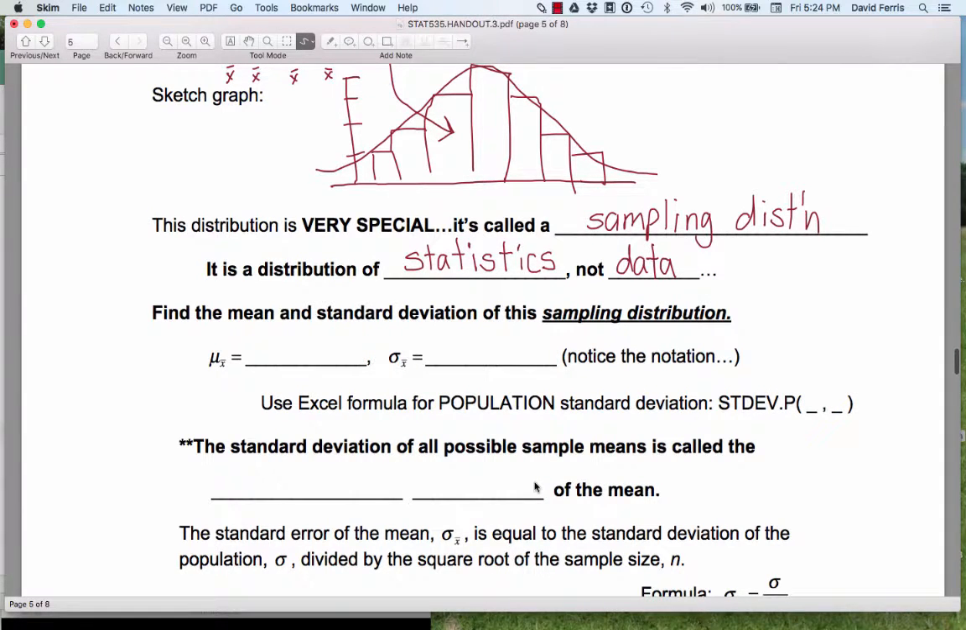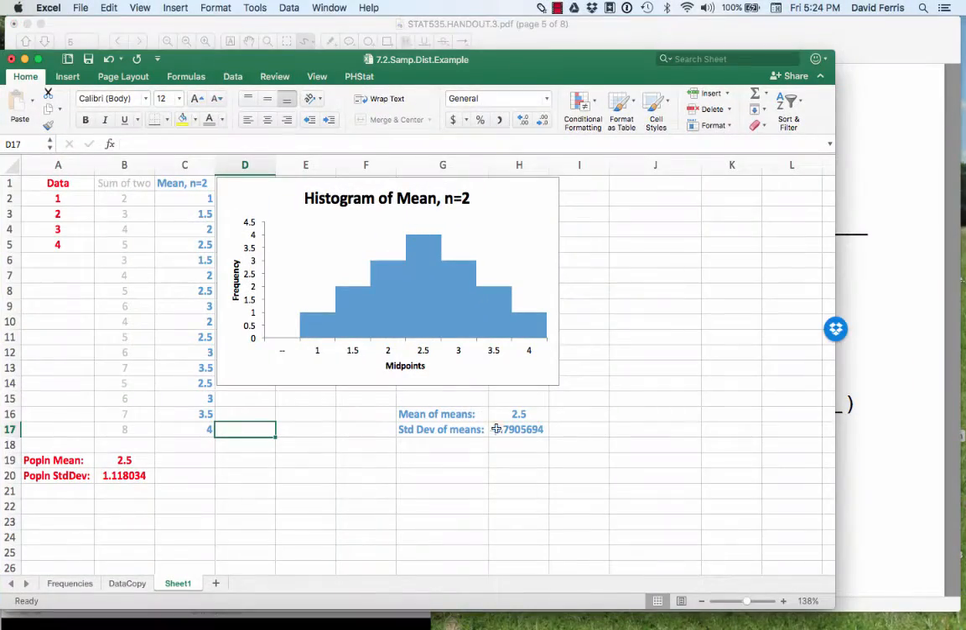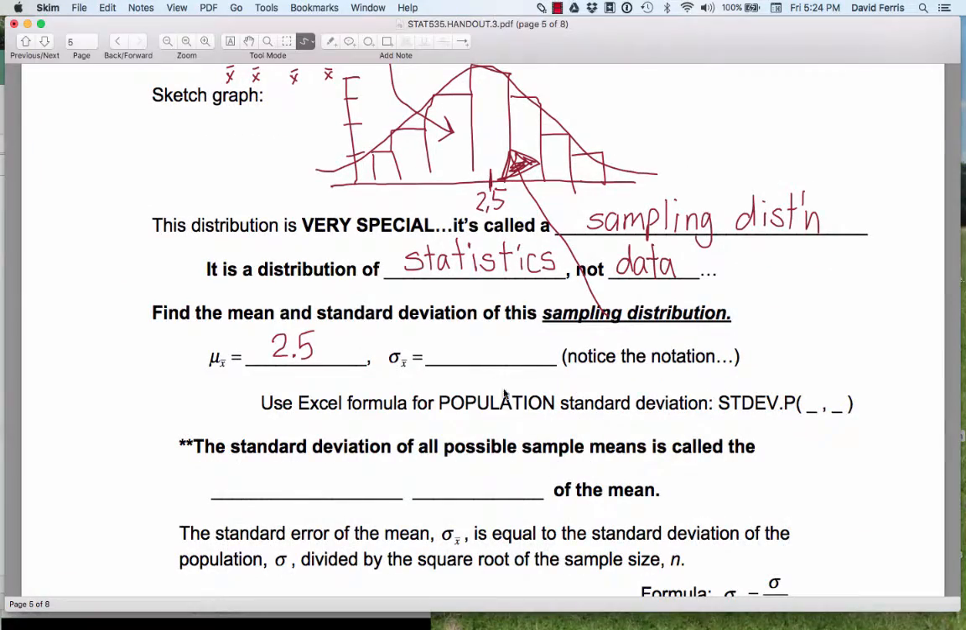So we found out already on the Excel document that the mean and the standard deviation of the sampling distribution, we found out 2 things. First of all, the mean of all the means was the same as the mean of the population. So 2.5 was also the mean of the sampling distribution. But the standard deviation of the sampling distribution was not the same. It was a little bit smaller. It looks like it was 0.79 was the standard deviation. So the standard deviation was quite a bit smaller, or at least it was noticeably smaller.